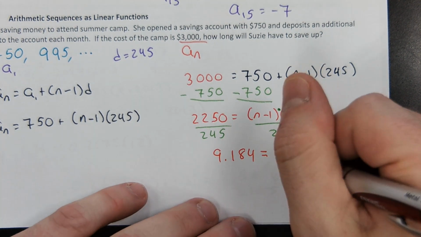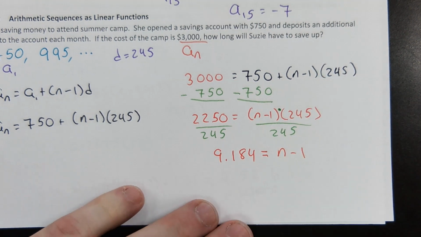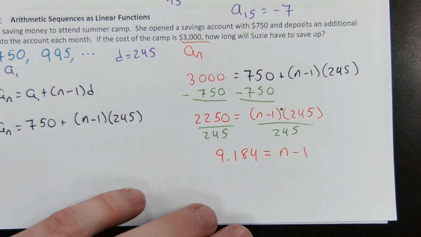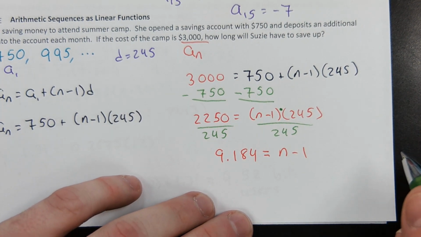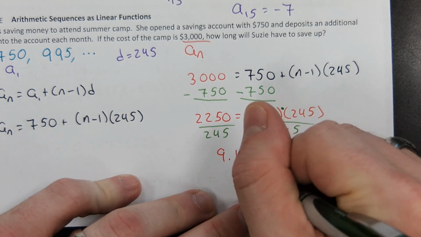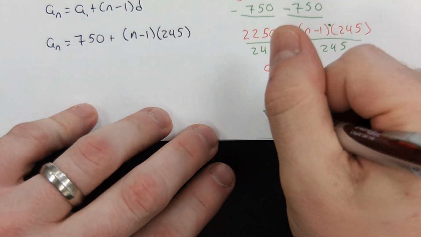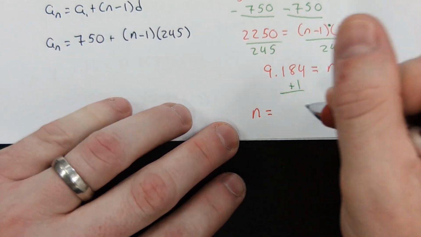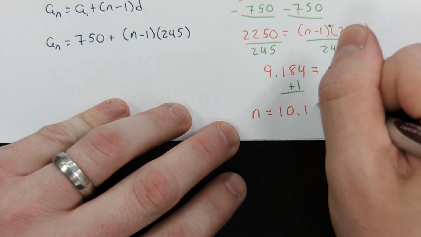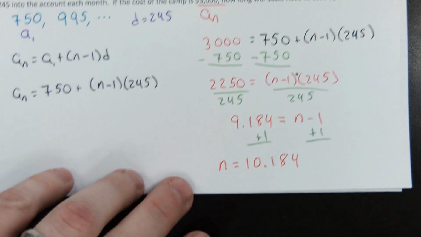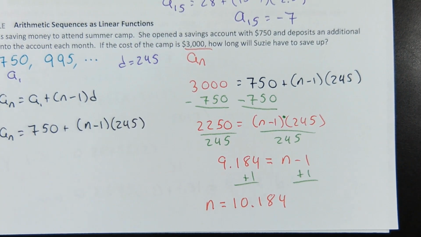Okay, fine. The last thing we need to do is get n by itself. You just add 1 to both sides. And what that tells us is Susie will need to save for 10.184 months.